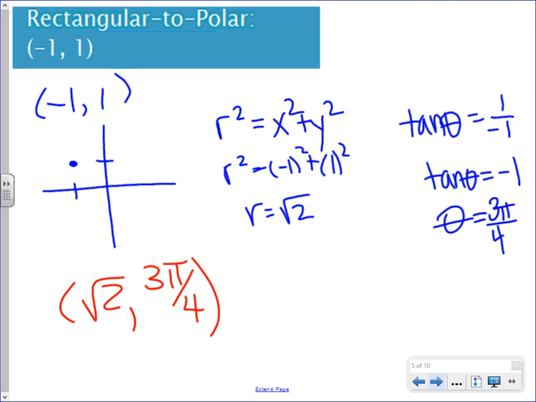Okay? Now, technically, yes, you could get crazy and you could say negative radical 2, 7 pi over 4. But if we're doing conversions, I would really appreciate if you stuck with positive r, positive theta. Okay.